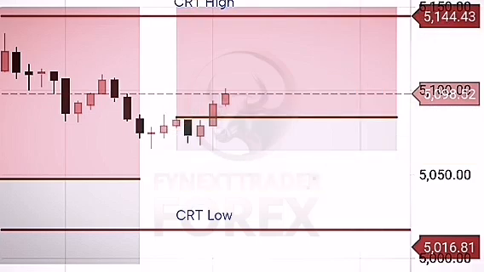And this point here is another entry model which you could have used to enter a position trading CRT. But let's see how it plays.